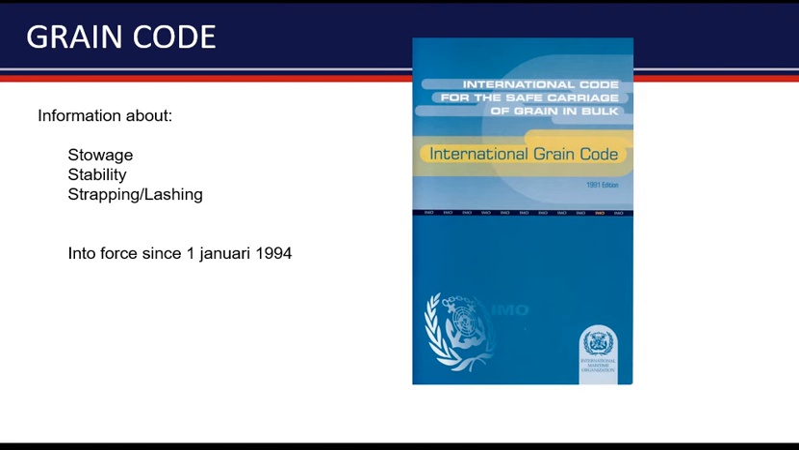So the grain code, inside the code there's information about stowage, the stability of the ship, and strapping and lashing of parts of the grain cargo. The code is in force since the 1st of January 1994.